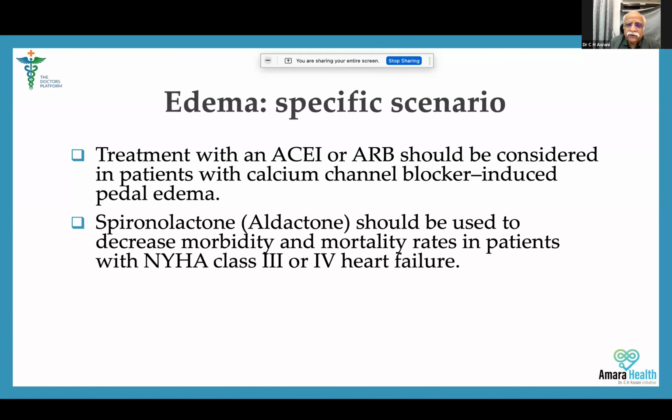Spironolactone, aldactone should be used to decrease morbidity and mortality in patients with heart failure, NYHA 3 or 4, who are symptomatic at minimal activity or at rest.